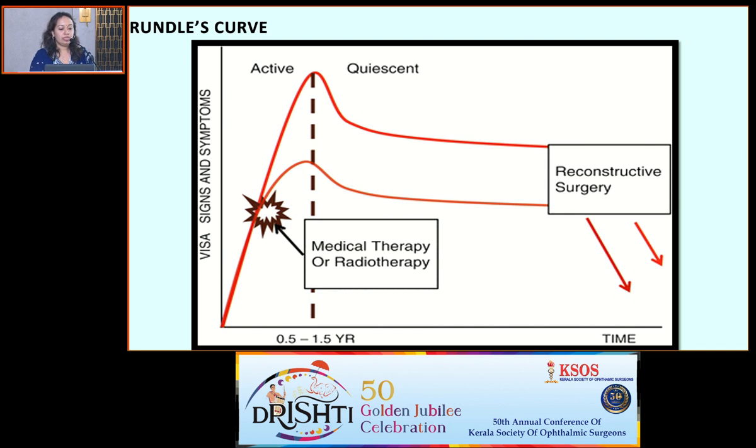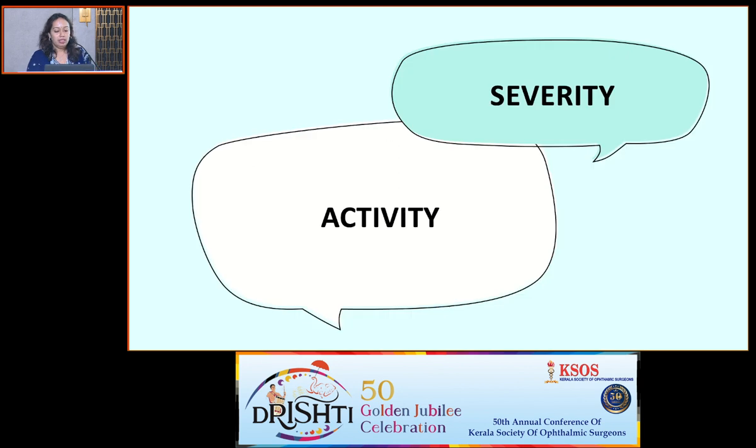So now it's time for treatment. So what is the aim of our treatment? This is the Rundle's curve which shows the natural course of the thyroid eye disease. It has an active phase and a quiescent phase. In active phase, if we start the treatment early, the morbidity will be less. So the 2 things we have to check in these patients are whether the patient is active or in the quiescent stage, and also about the severity.